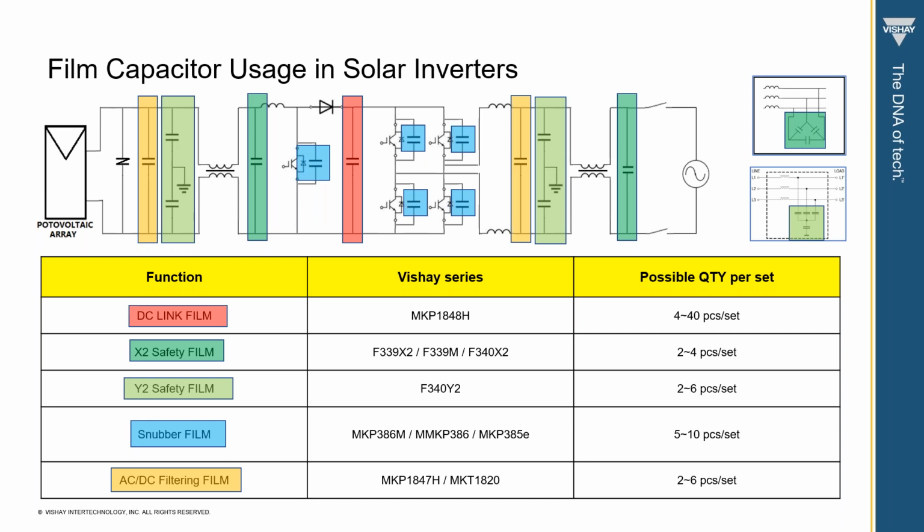The voltage can be from 450 up to 1002 DC. The capacitance can be as low as 80 microfarad, and the highest can be up to 500 microfarad. So we have plenty of parts to offer, in 5 different series for DC link film caps.